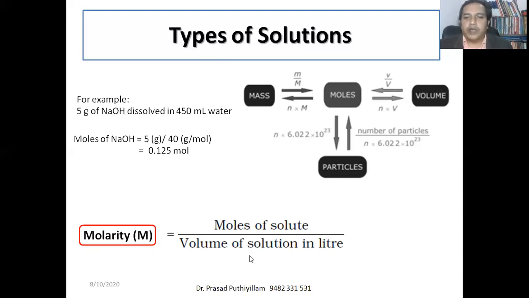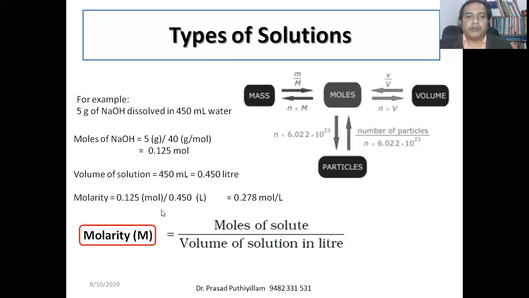Now, the total volume of solution in liter: it is given in milliliter. 450 milliliter is equal to 0.450 liter. Now we can calculate the molarity as 0.125 upon 0.450, that is 0.278. That is the molarity of sodium hydroxide. So molarity is the number of moles of solute upon volume of solution in liter.